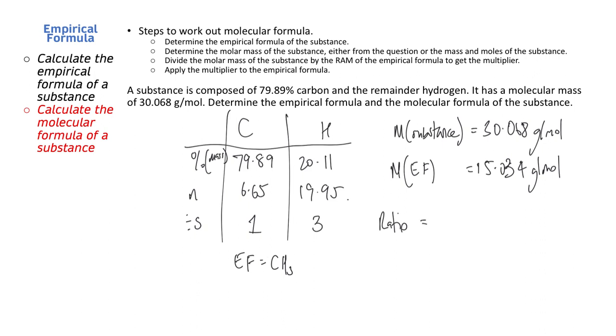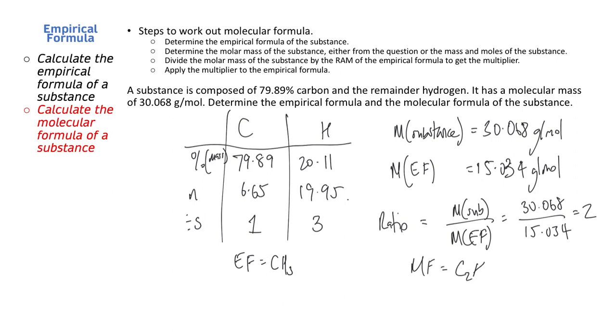Okay, so that is the two values, so then I can work out the ratio between them, which will be equal to the molar mass of the substance over the molar mass of the empirical formula, which will be equal to 30 over 15, which will be equal to 2. All right, so that's the ratio there. So the empirical formula is equal to CH3, but the molecular formula will be 2 times that, so therefore it's going to be C2H6, which is your ethane molecule.